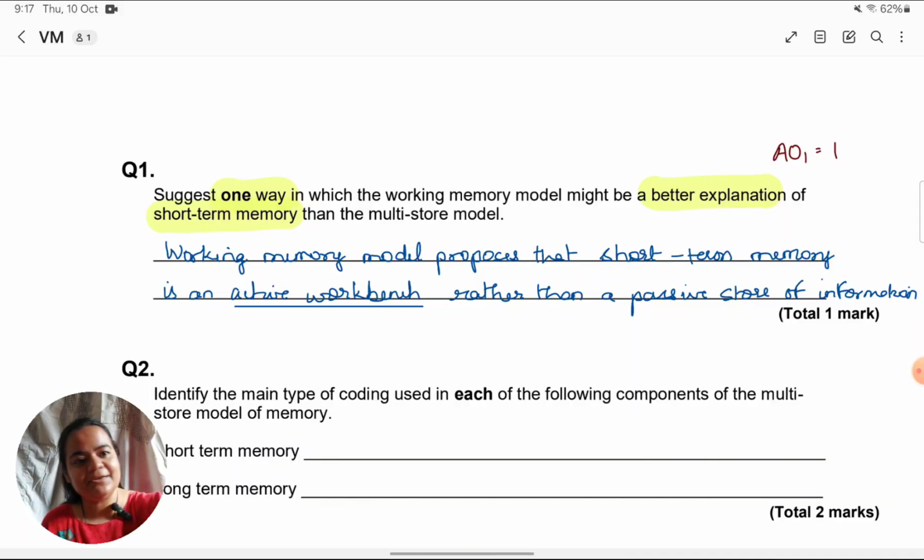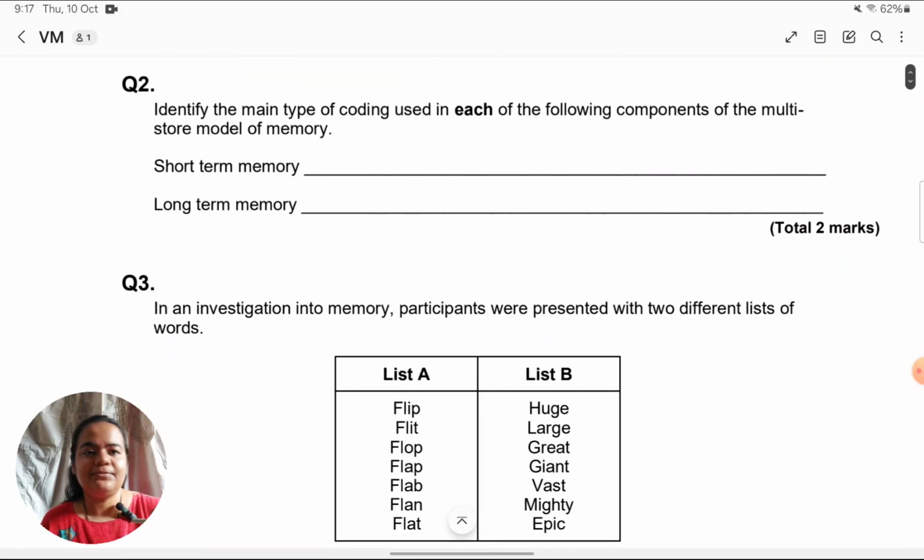Okay, let's come to the second question now. Identify the main type of coding used in each of the following components of multi-store model of memory.